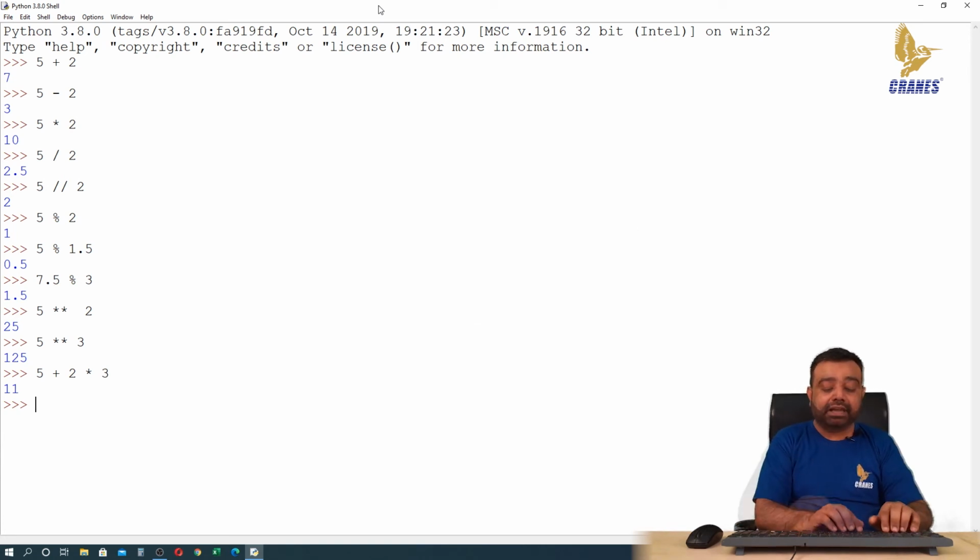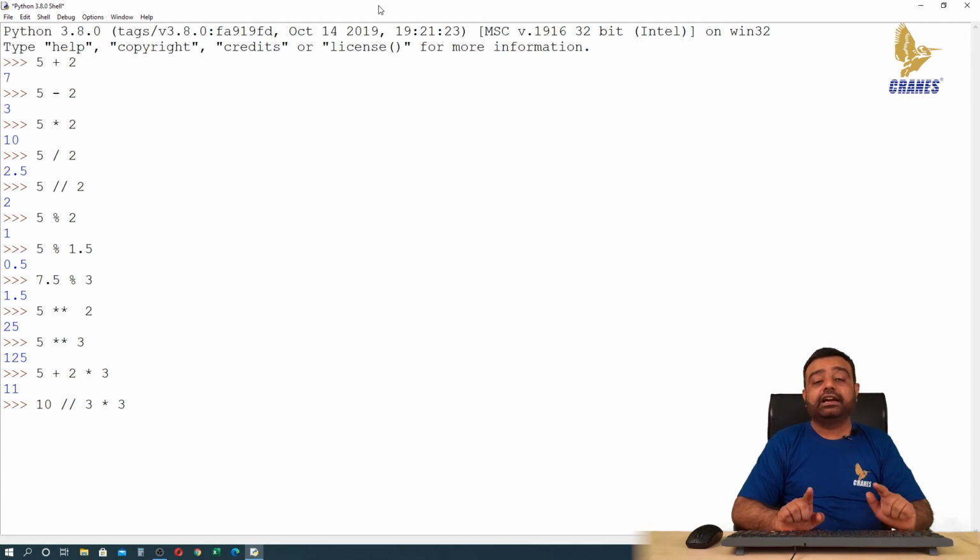Like for example, we perform 10 divided by 3 into 3. Now both these operators, division and multiplication, have the same precedence, and if you move from left to right, division occurs before the multiplication. So 10 divided by 3, which is integer division, the result is 3. So 3 into 3 is 9.